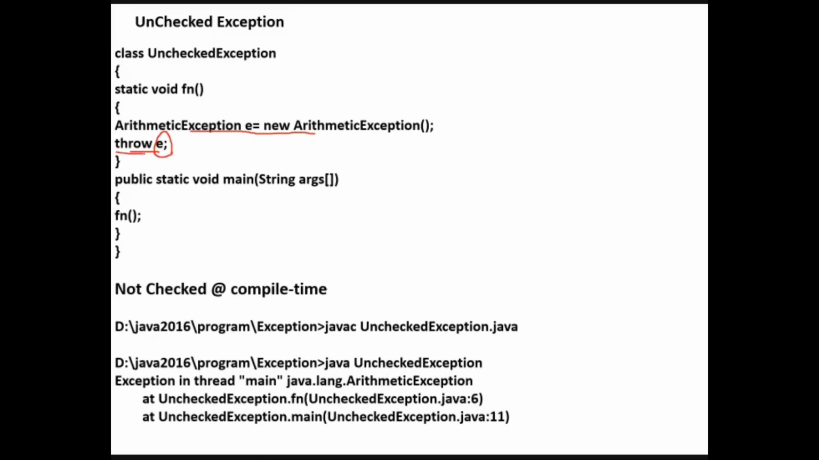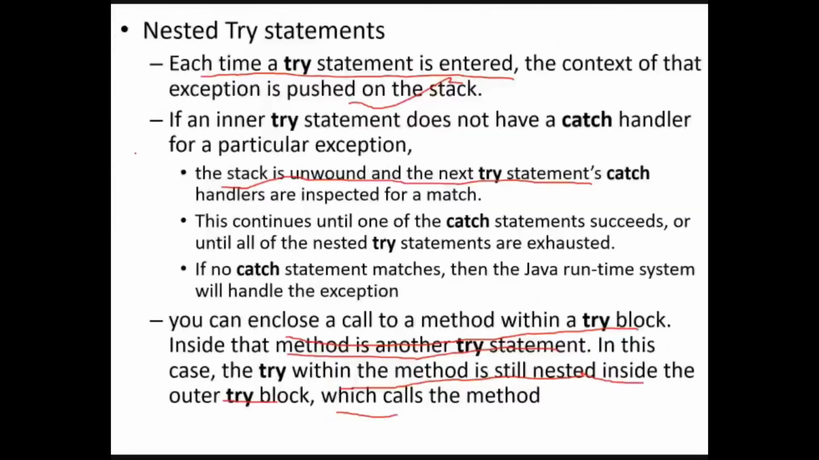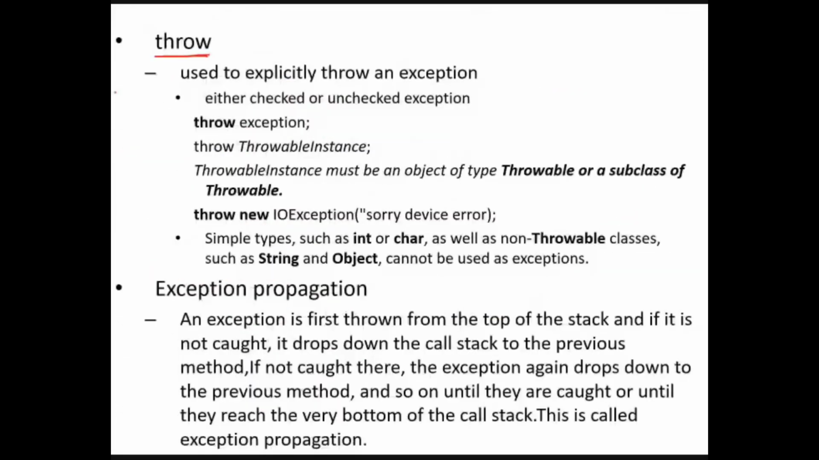If you want to throw any exception manually, you can use the keyword throw. It is used to explicitly throw an exception, which may be either a checked or an unchecked exception. The syntax is throw followed by an exception object. The throwable instance must be an object of type Throwable or a subclass of Throwable. Throwable is the superclass for all exceptions, and the subclasses are all the exceptions.